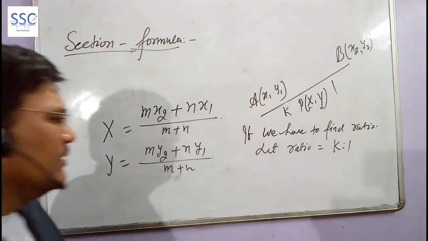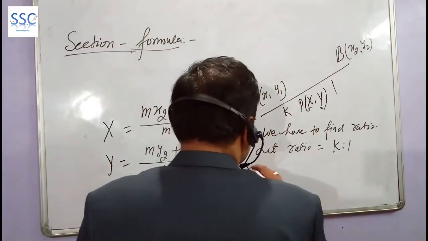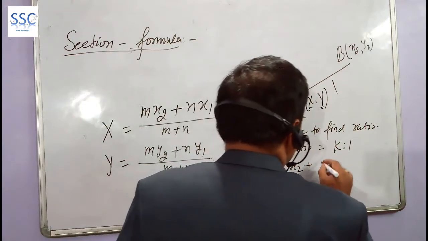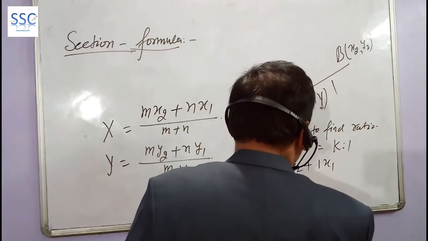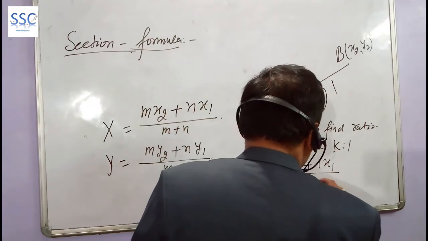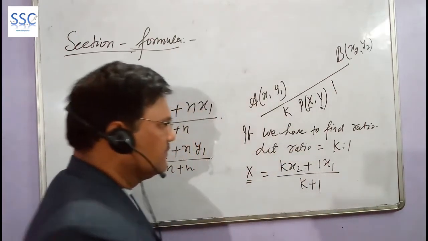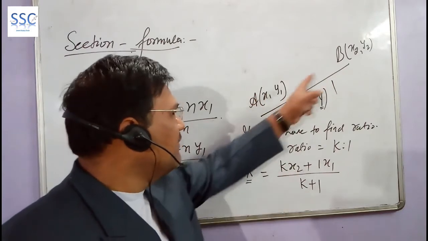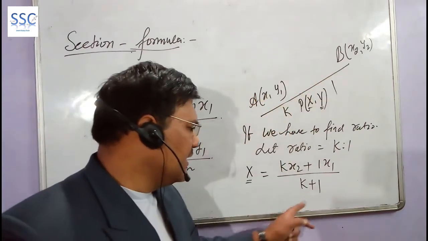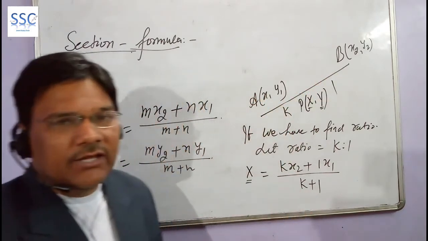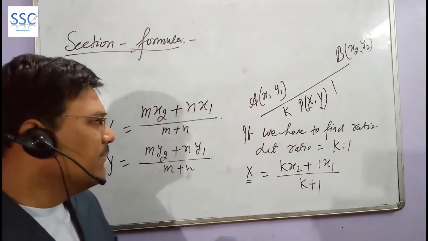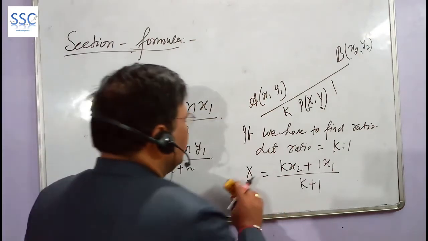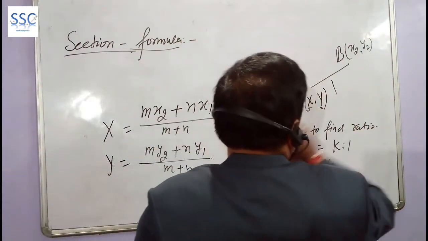Then we have again the same formula. x = (k x2 + 1 x1) divided by (k + 1). We have been given x, x2 and x1. The only unknown factor is k. So you can easily find the value of k. No problem.